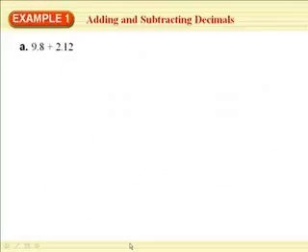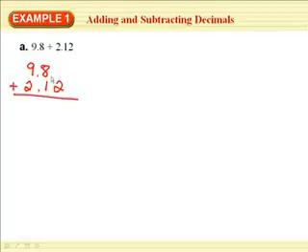Okay, so let's use those. Example number 1, adding and subtracting decimals. The biggest thing you have to remember when you add and subtract decimals is to line up your decimals. And sometimes you have to add zeros because you're going to end up with what I like to call empty places. So here's 9.8 and 2.12.